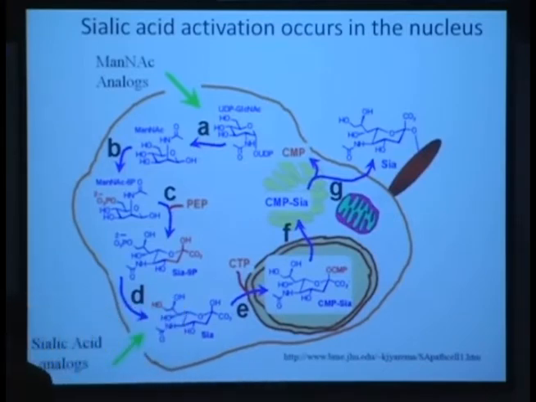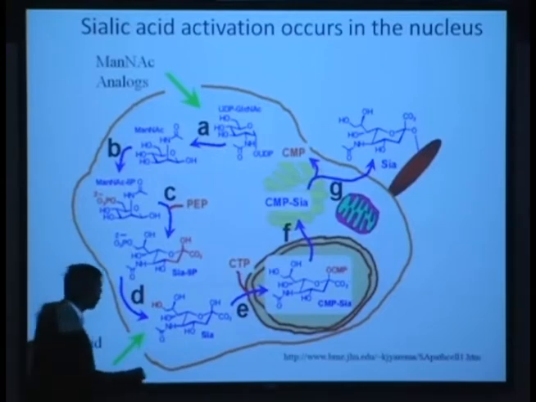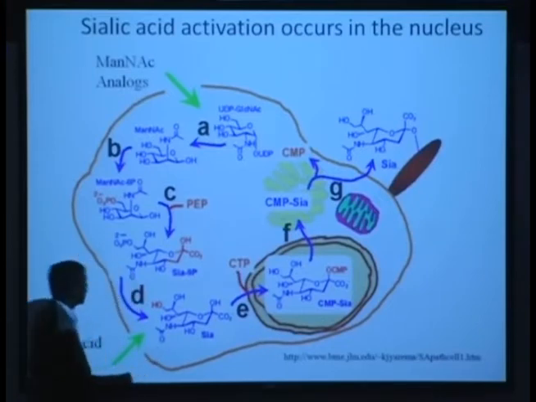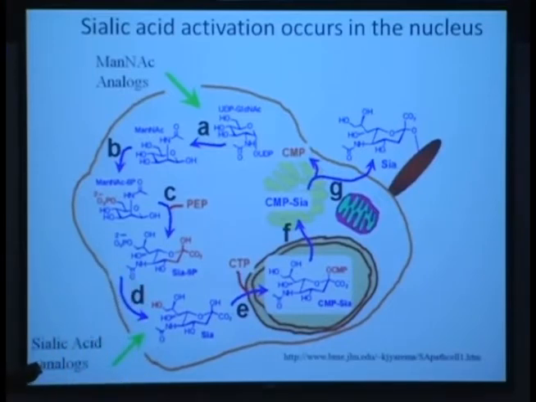We don't know why. But what happens is that your UDP glucuronic acid is epimerized into N-acetyl mannosamine, then the UDP gets cleaved off. Phosphorylation happens at the 6 position. It forms a 6-phosphorylated N-acetyl mannosamine, and then phosphoenol pyruvate combines to make sialic acid 9-phosphate, and then the 9-phosphate gets cleaved off to form this 9-carbon sialic acid, as shown here. All these things happen in the cytoplasm, and then sialic acid gets into the nucleus, where it gets activated into CMP sialic acid, and then gets transported into the Golgi.